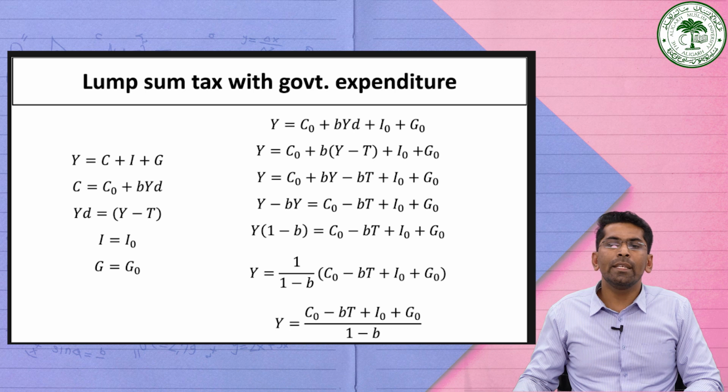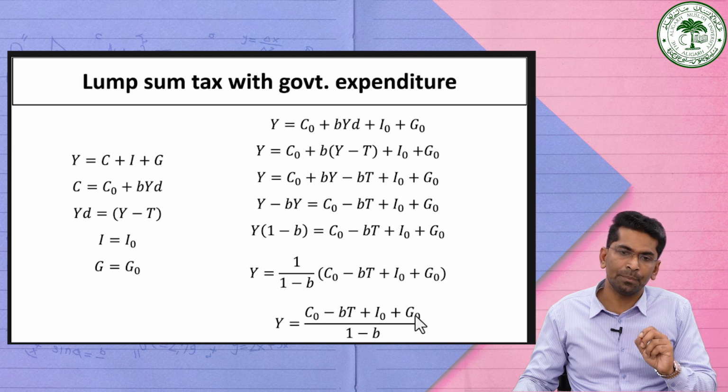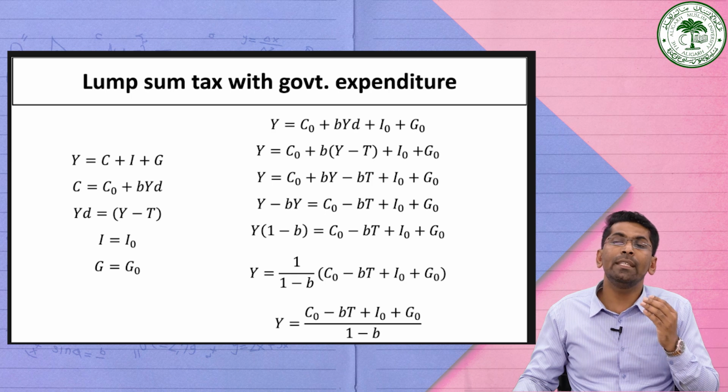So what does this equation actually show? This equation shows the equilibrium level of national income in terms of exogenous factors, like C0, that is autonomous consumption, the taxes, as well as autonomous investment and government expenditure. So it demonstrates how much changes in these variables will affect the equilibrium level of income.